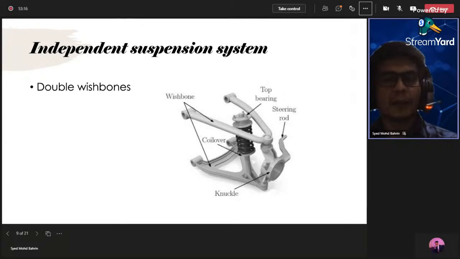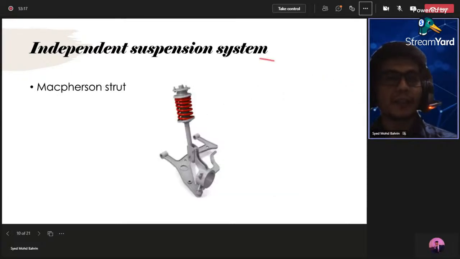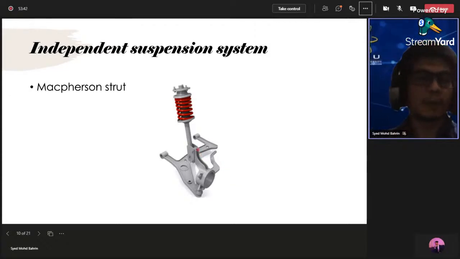The second type of passive suspension is the McPherson strut. This is the one that is normally used. Most cars, I can say 90% of cars, are using this. All brands of car, all models are using this McPherson strut. Most cars use it for both rear and front suspensions. Some cars, like I mentioned just now, use McPherson for the front part, but the rear part they use the double wishbone for better performance, especially for off-road vehicles.